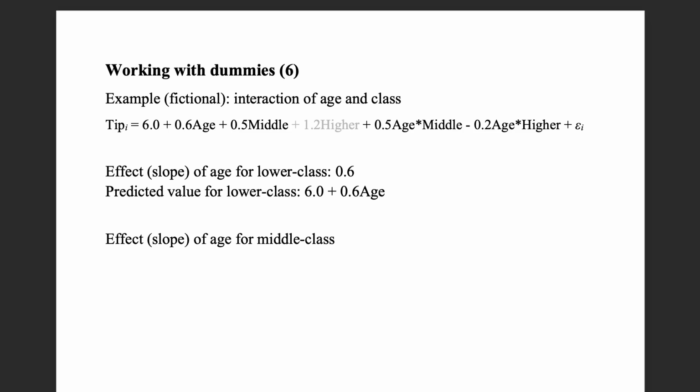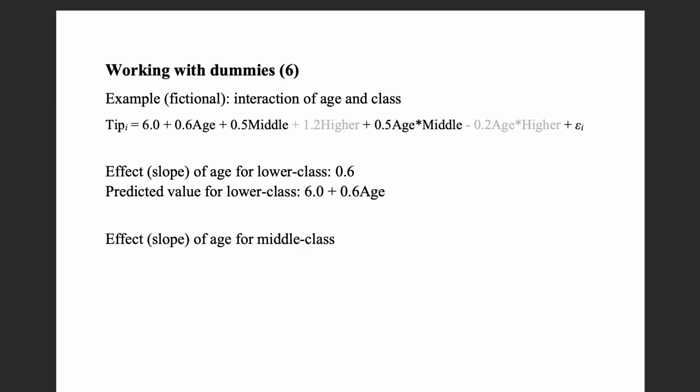But the higher class dummy will get the value 0 for middle class people because they are middle class people, not higher class people. So this plus 1.2 regression coefficient would be multiplied by the value 0, which works out to 0, which means we can drop that part from the formula. And also at the very end, we can drop the second interaction term where we're interacting age with the higher class dummy, because again, the higher class dummy takes the value 0 for middle class people. So also this part of the formula would work out to 0 and can be dropped.